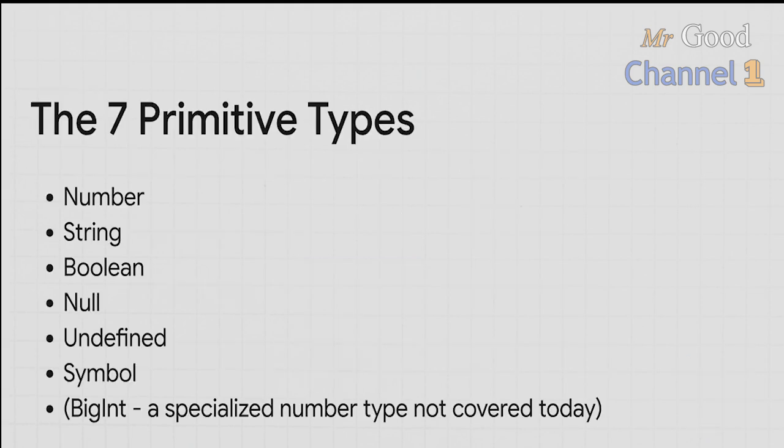So let's do a quick recap. We've just walked through the fundamental atoms of the JavaScript universe: number, string, Boolean, null, undefined, and symbol. Now, you might hear about another one called BigInt. That's just a special type for dealing with ridiculously huge numbers. But these main ones we covered, they're the core primitives. They are the indivisible pieces that literally everything else is built from.